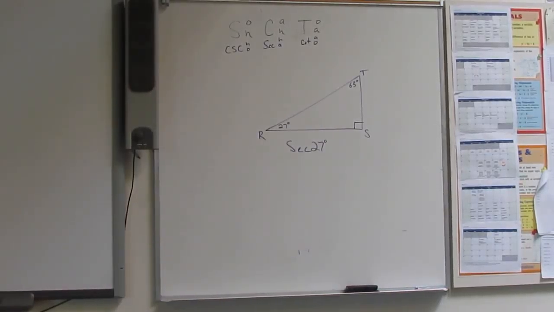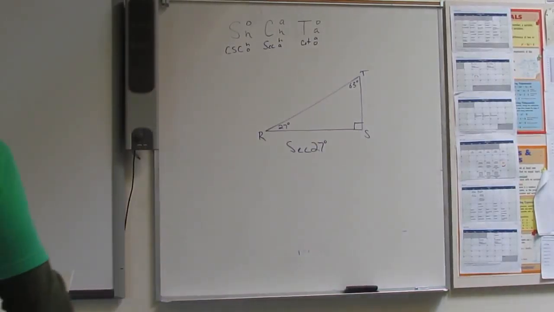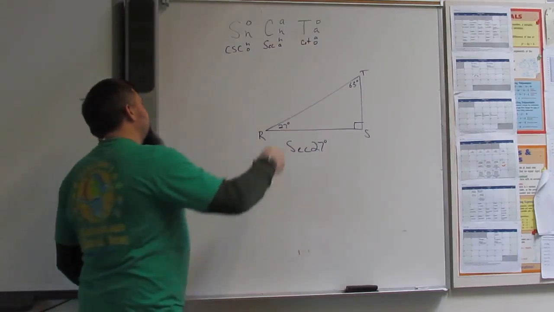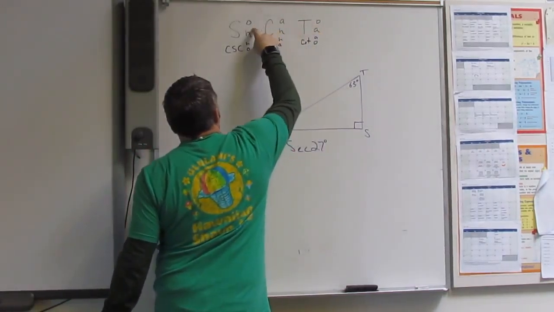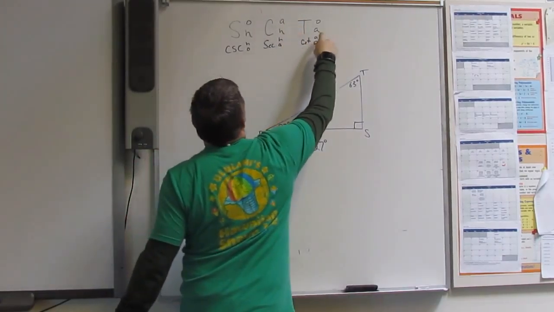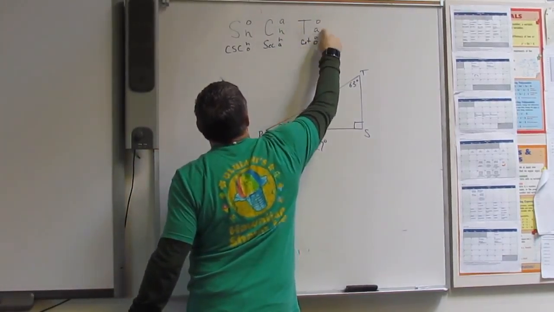All right, let's do number one on the quiz. With this, we need SOHCAHTOA. So sine is opposite over hypotenuse. Cosine is adjacent over hypotenuse. Tangent is opposite over adjacent.